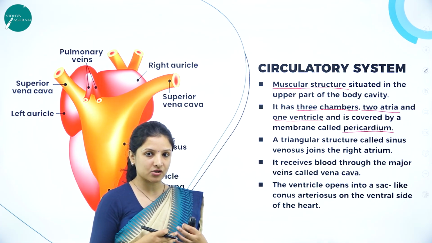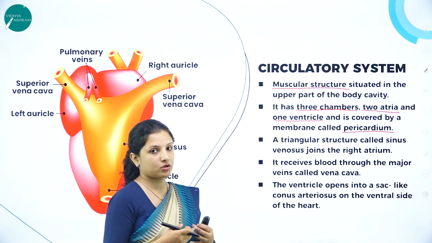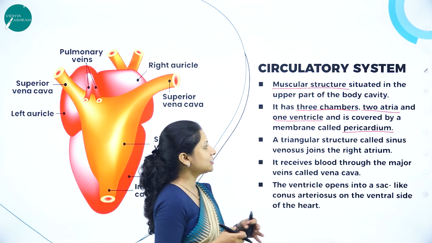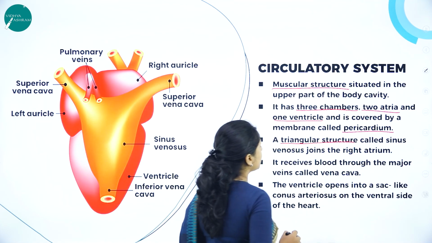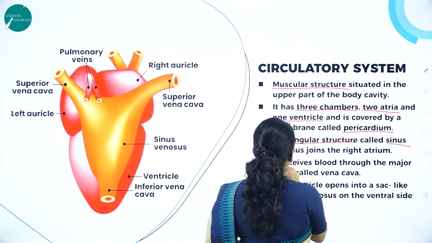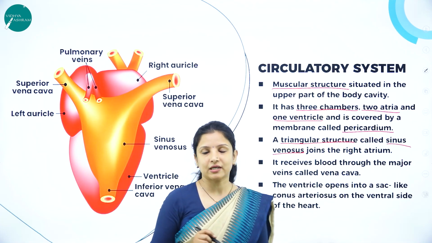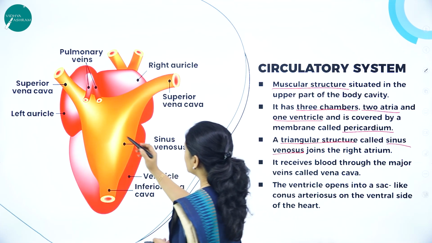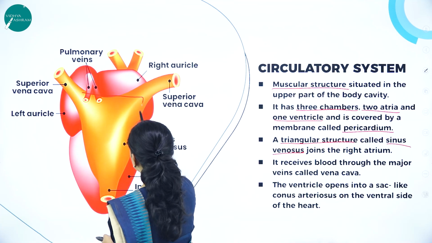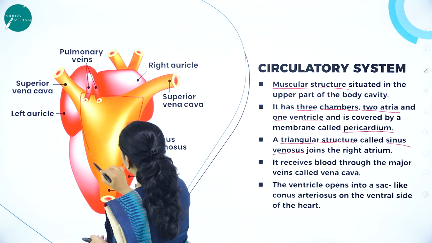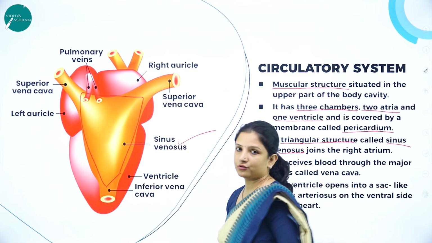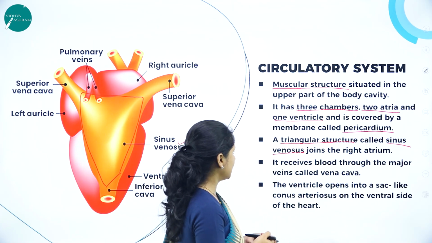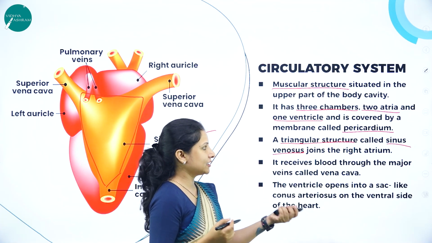And looking at the structure of the heart, that is, inside what it is made up of, it has a structure which is triangular in shape and it is called the sinus venosus. So this structure is somewhat triangular. If you can see this structure, it looks like a triangle, it looks like a funnel as well, right? So this is called the sinus venosus. What is its function? We'll study later.